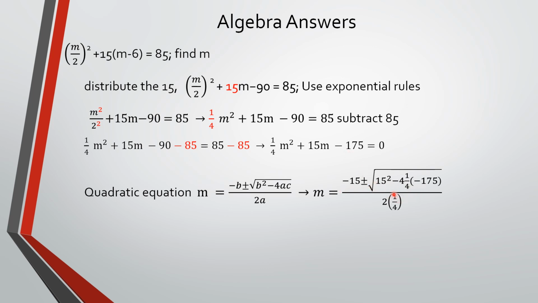So we plug this all in here. We've got the plus and minus here too, right? And the answer is going to be m equals negative 70 one way and 10 the other way, with the positive and negative here. So if we plug either one of those values in to here, we get this.